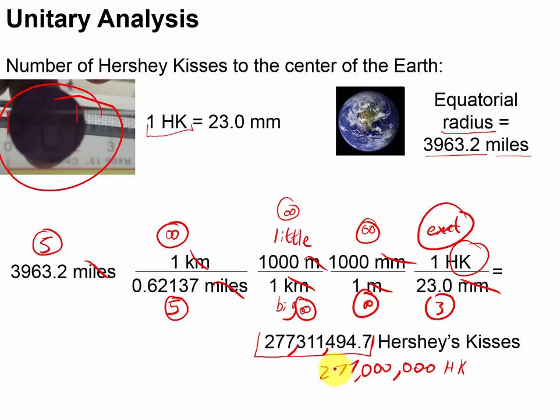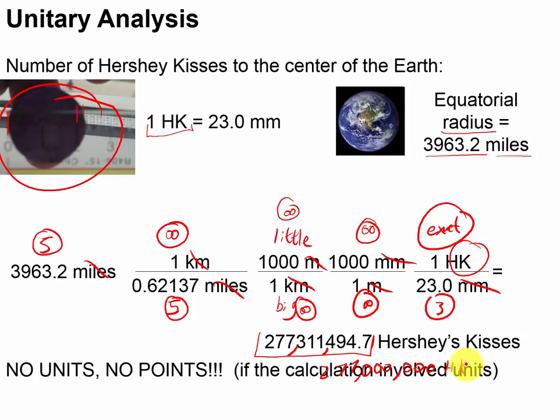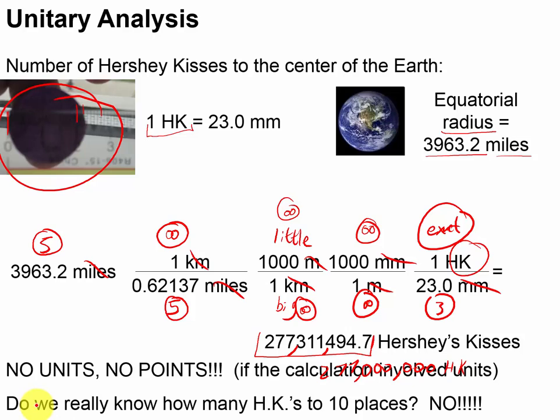So I now have my correct value, I have my correct sig figs, and I've got my unit. This would be something that contains all the elements of a correct answer now. But remember, no units, no points, if the calculation involved any units. But we definitely don't know how many Hershey's Kisses it'll take to 10 decimal places. That really goes back to the idea of significant figures.